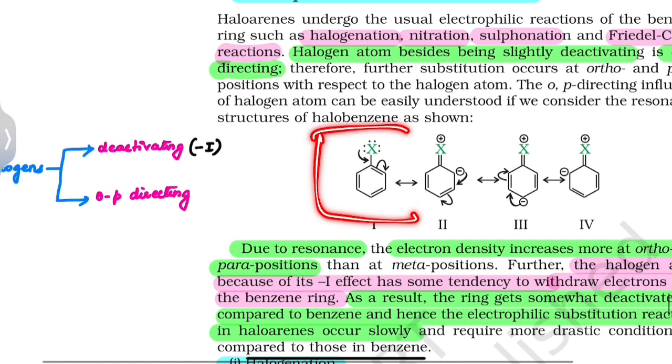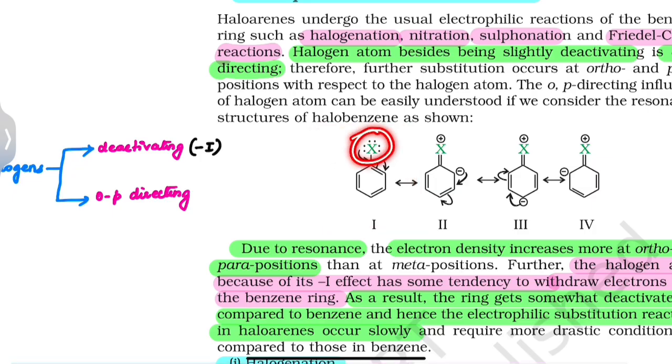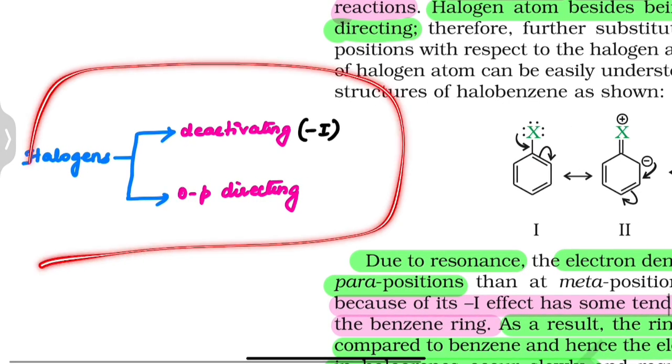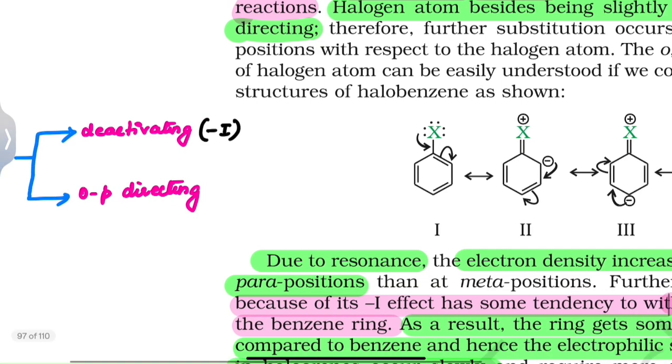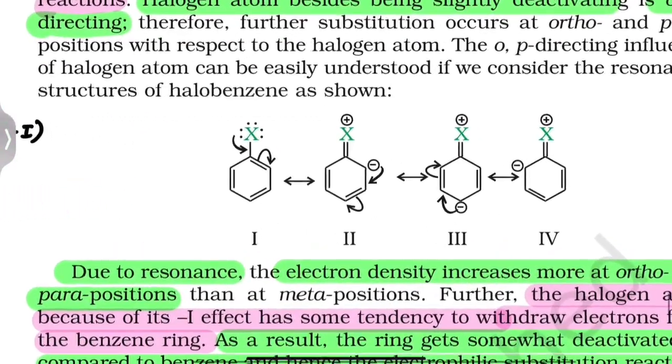So here you can see chlorobenzene, where a halogen is present. Halogens usually show the minus I effect. So here I have written that halogens are deactivating groups because they show the minus I effect, but they also show the plus M effect. By the plus M effect they show ortho-para directing behavior.